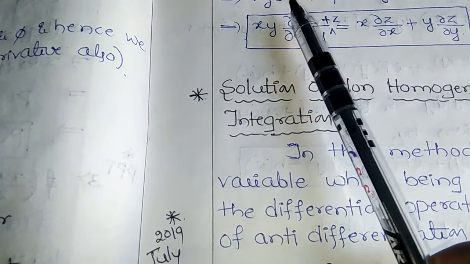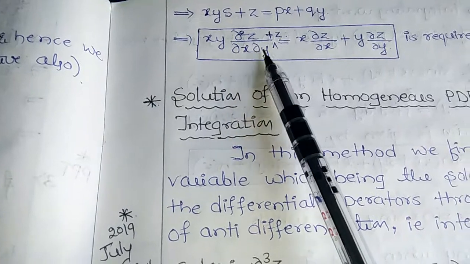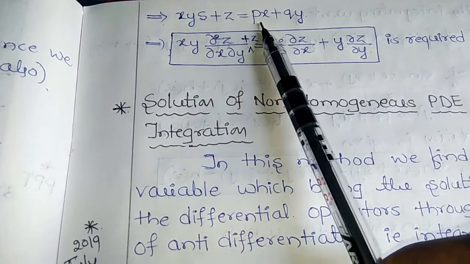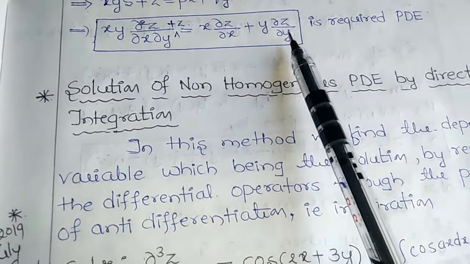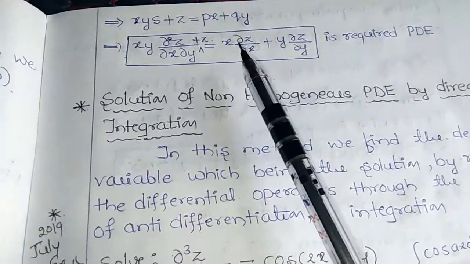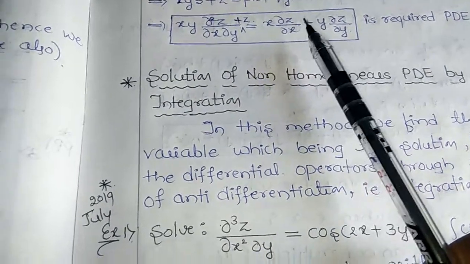We know the values of s, p and q. So xy into dou square z divided by dou x dou y plus z is equal to x into the value of p, which is dou z by dou x, plus y into the value of q, which is dou z by dou y. This is the required partial differential equation, which means it is the solution of the given equation.